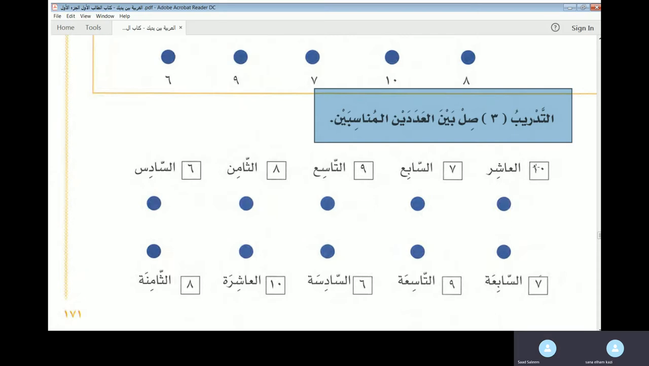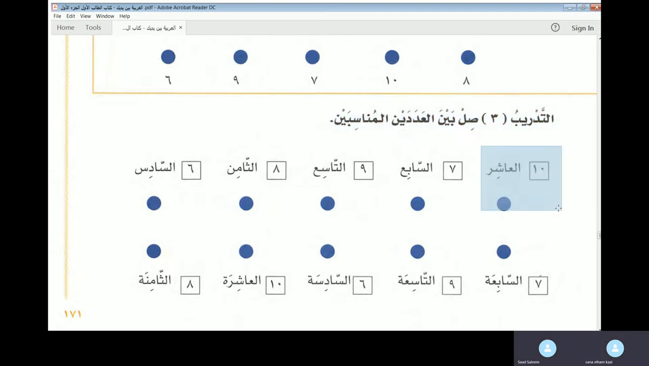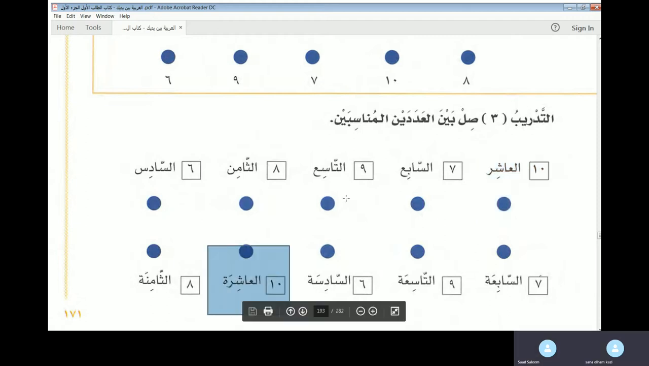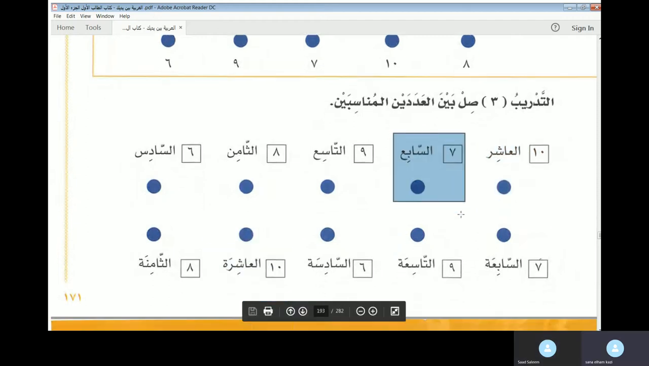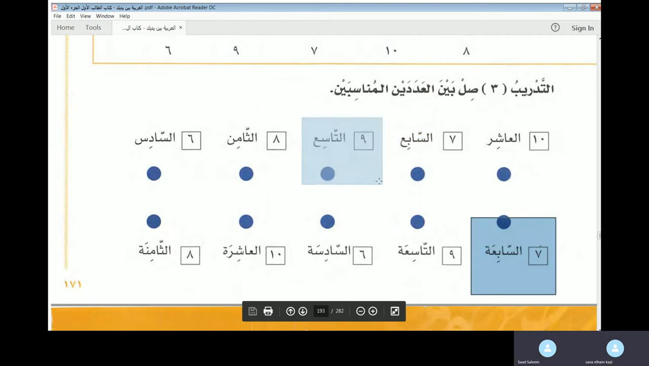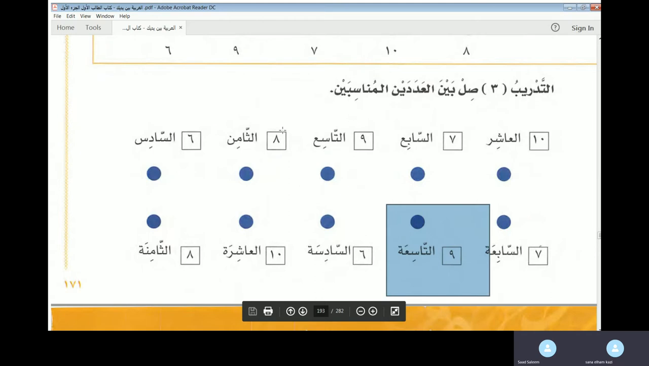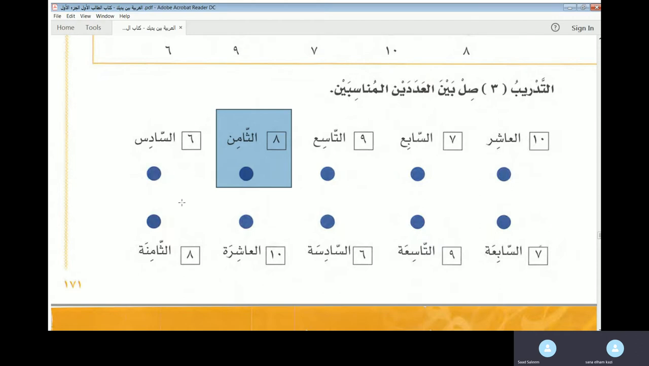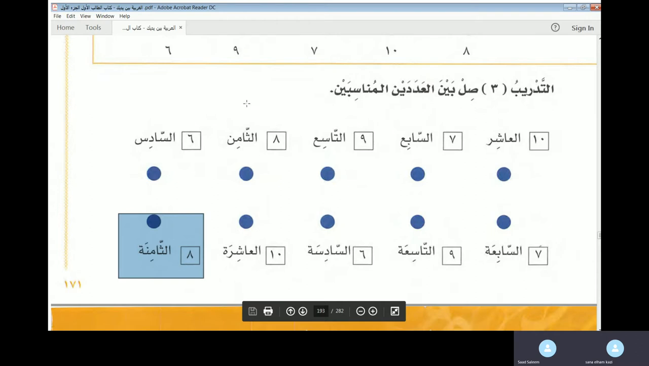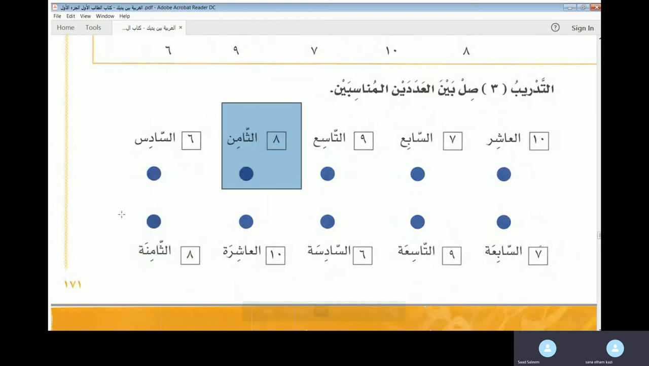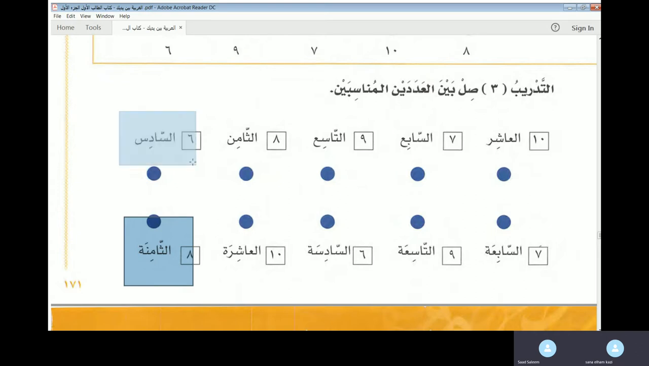Munasibaini: connect between the two appropriate numbers. Al ashira, which is 10, then asabia, and then atasia. Samin is the eighth and nine is the atasia. Asamin with samina, asadisa.